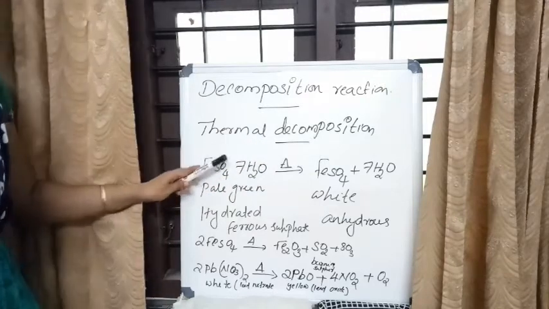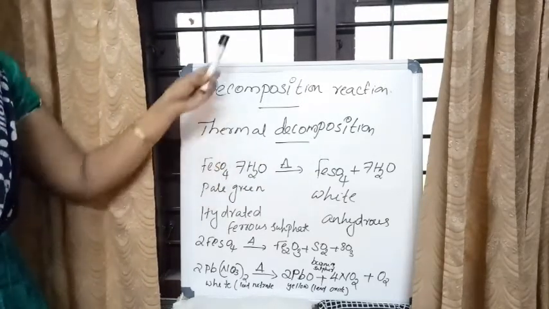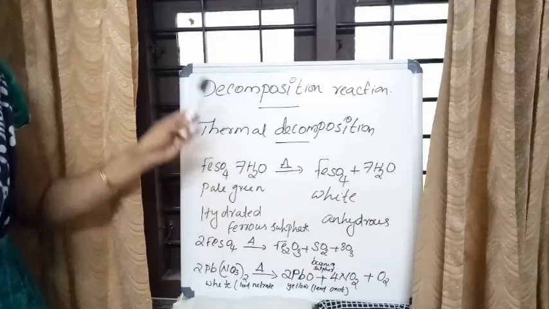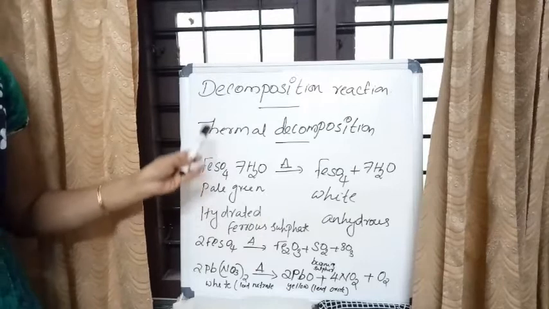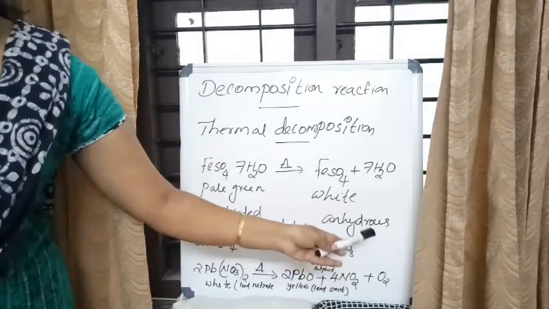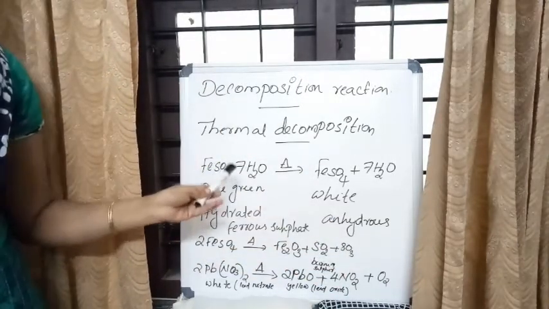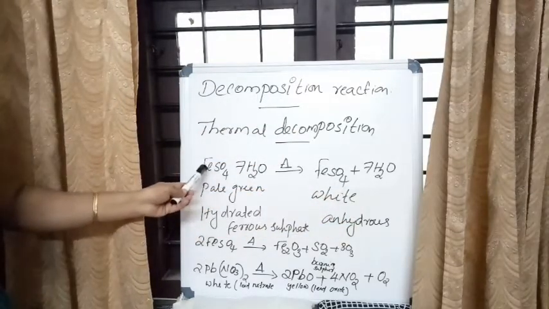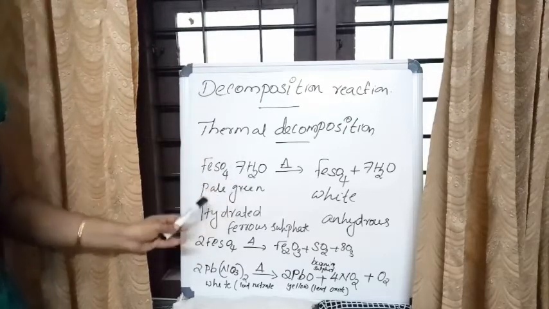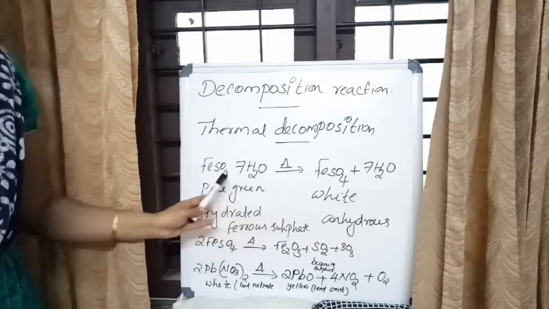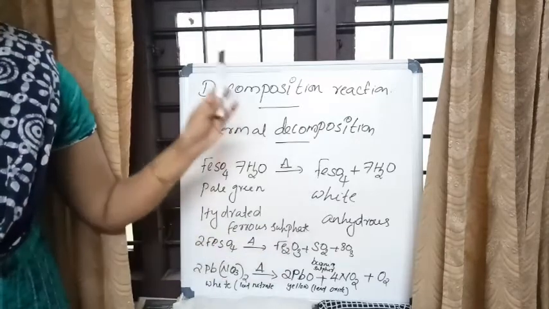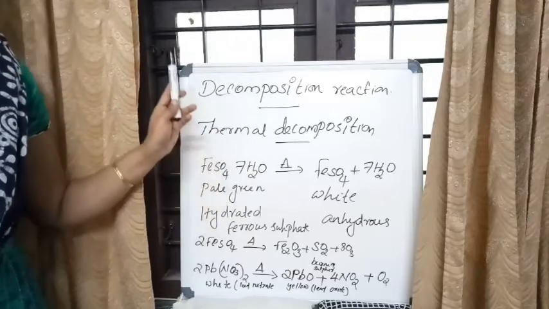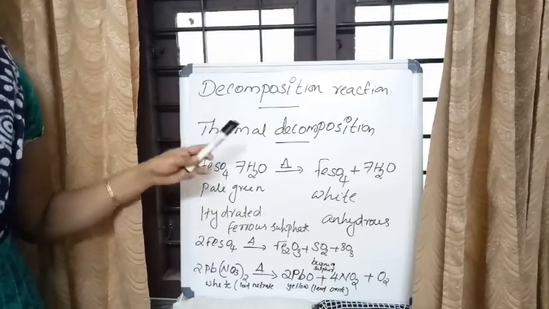So FeSO4 7H2O on heating changes to FeSO4 plus 7H2O. That means on heating ferrous sulfate 7H2O, it loses its 7 molecules of water. In the first step, ferrous sulfate 7H2O loses its 7 molecules of water. And you see, when a compound contains water molecules in it, we call them hydrated salts. So this is hydrated ferrous sulfate. So hereafter, if you see the term hydrated, that means the compound contains some amount of water in it. So that number will be different.